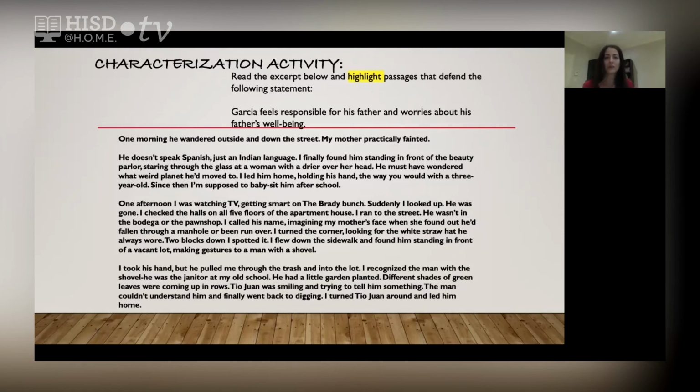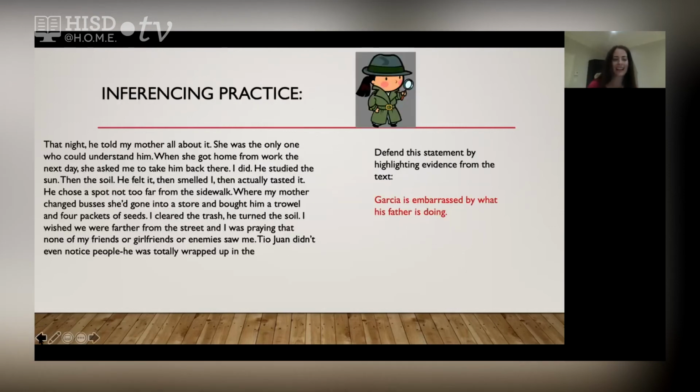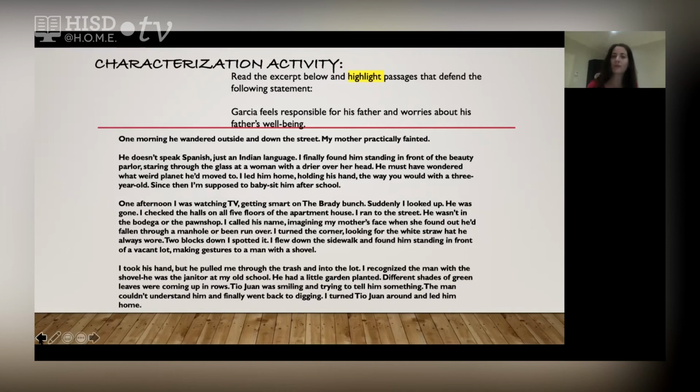Take a moment to highlight the passages that defend the statement that Garcia feels responsible for his dad and worries about his father's well-being. One easy one, and the rest you're going to do on your own. Since then, I'm supposed to babysit him after school. I would highlight that because that demonstrates that he feels responsible for his father's well-being. Okay, we're going to move on, and you can always go back to this.